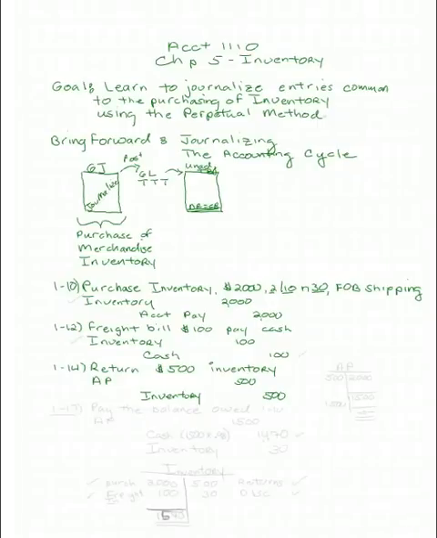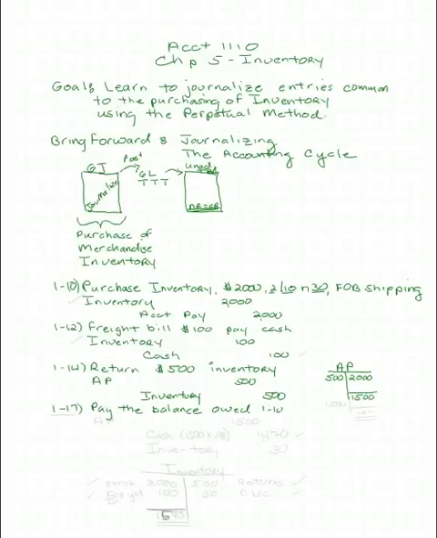Now, one more entry. Let's have this one be on the 17th. Can you guess what it will be? We're going to pay the balance owed on our account for the purchase on 1/10. Since we've had a couple of transactions that affect the accounts payable account, let's see exactly where we are. We have a $2,000 charge from our first transaction, and then we have a $500 reduction from the amount we returned. And that means that we have $1,500 left in this account.